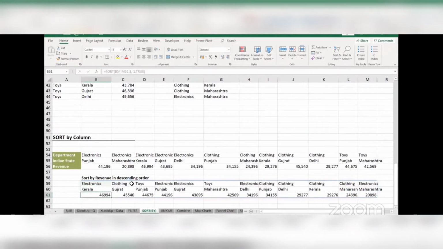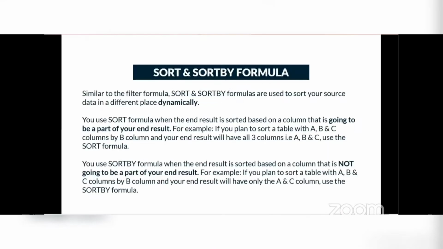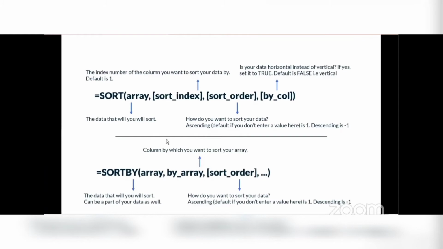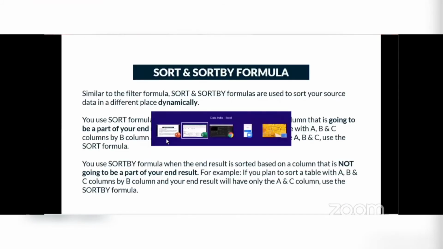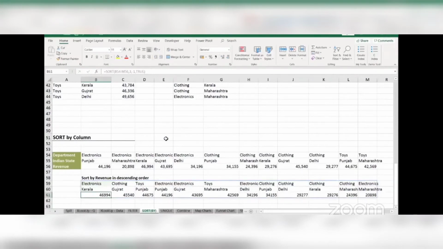So remember, false is the default setting. That is the vertical table. If you have horizontal data, make it true. All of this is mentioned again in the notes. If you go to the notes, all of it is mentioned in a detailed manner. You can always go back and refer to the notes along with the practice file because you're going to get both of them together as well. That is one thing that you need to keep in mind.